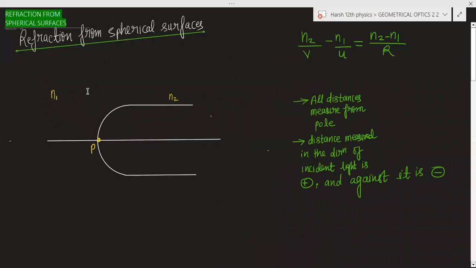So N1 and N2. Now here I have taken N1 and N2. N1 is the refractive index of this surrounding medium, and N2 is the refractive index of this medium. Okay, we will discuss later. So basically we will get this formula, and you should remember that all distances we will measure from the pole, and distance measured in the direction of the incident light is positive, and against it is negative.